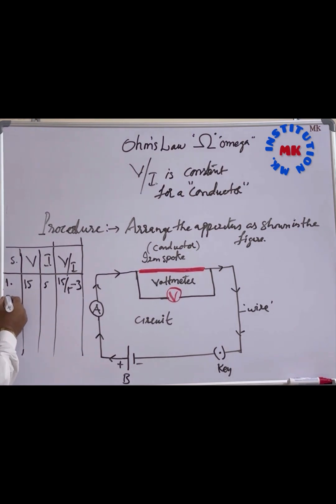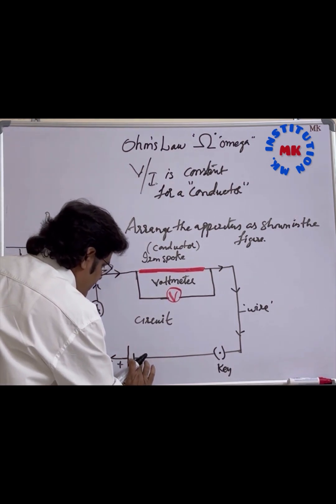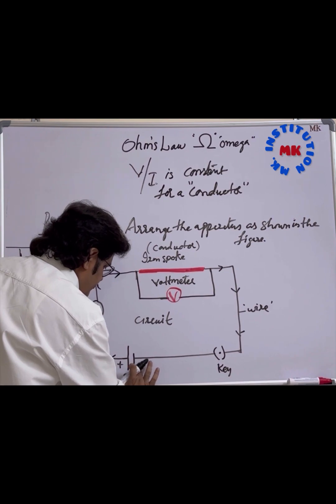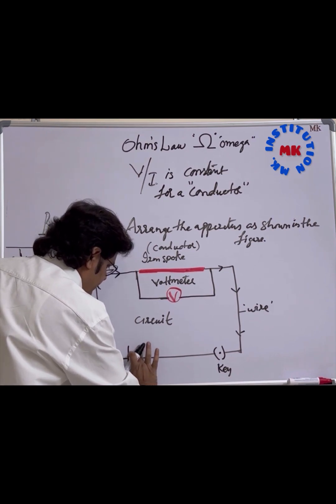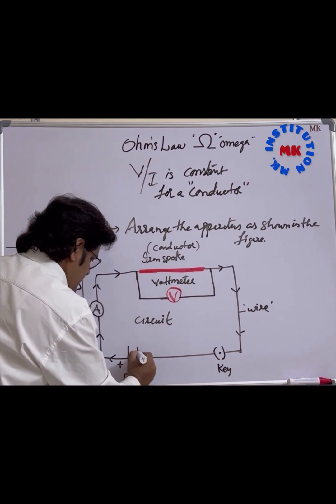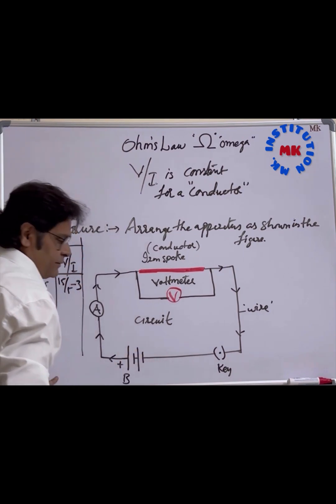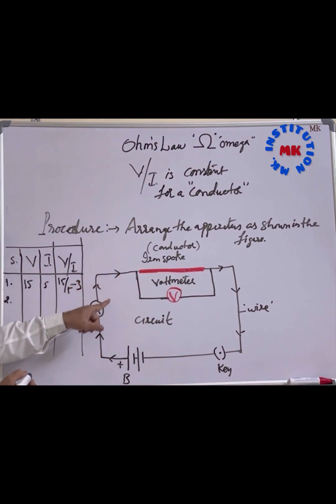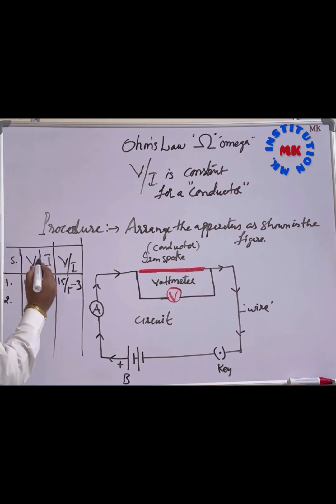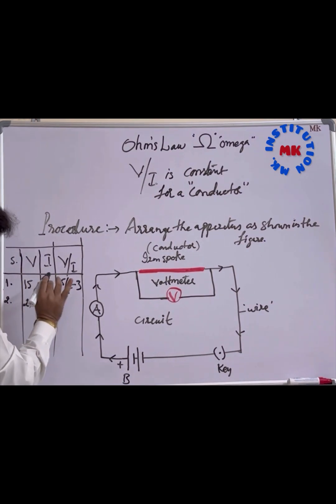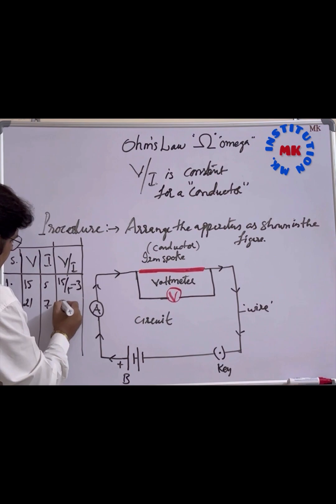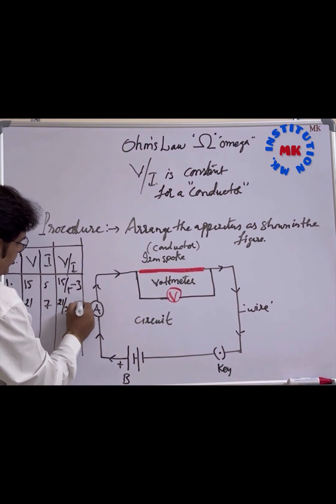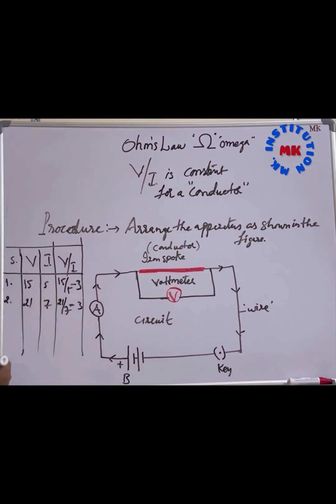Then the second one. Here increase the cell. Next battery, second battery. Now switch on the key again and check the readings in the ammeter and voltmeter. Imagine in the second we get 21. Just an example. 7 ampere. Then 21 by 7. How much are you getting? Once again 3. 7 ones are 7, 7 threes are 21.